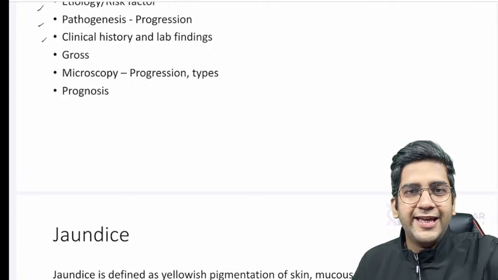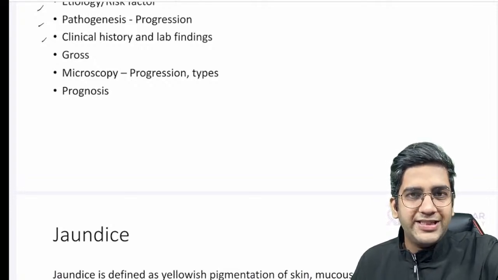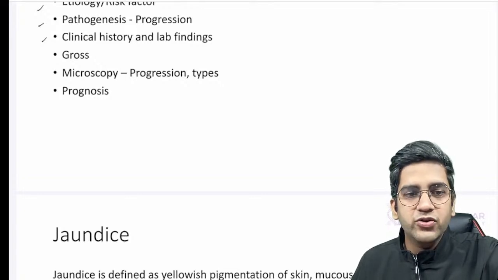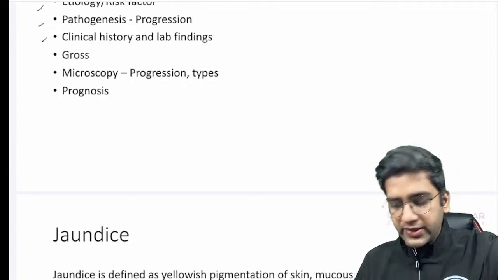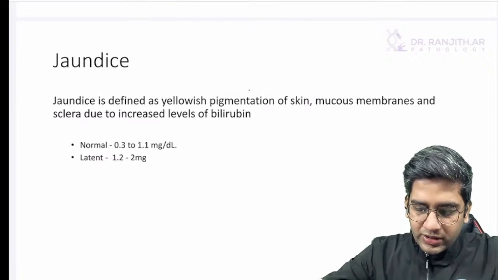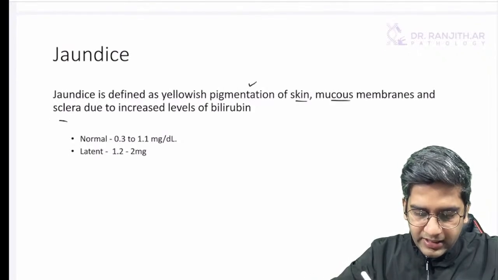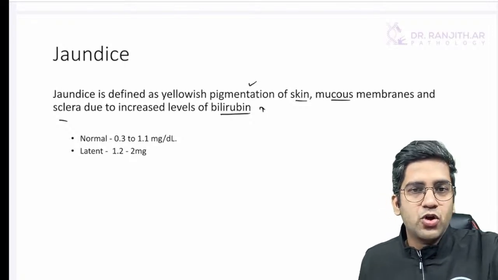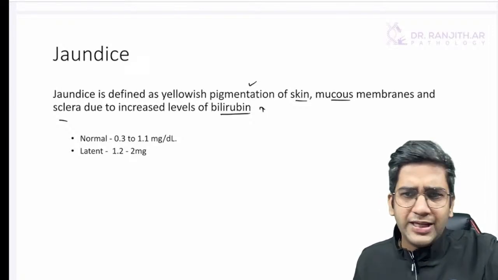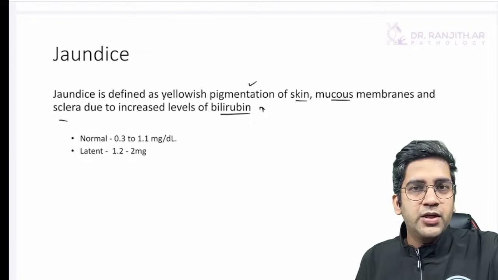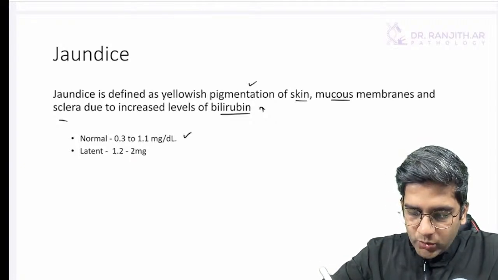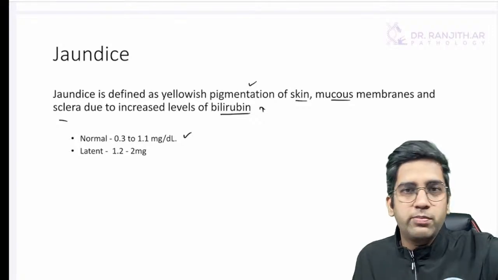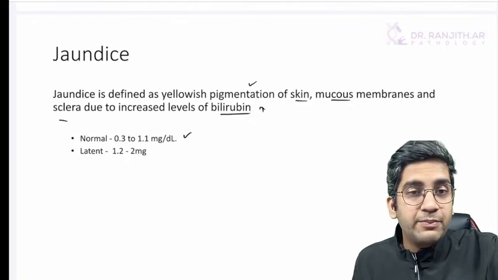Jaundice is nothing but an elevated bilirubin level, which can be seen clinically in the form of icterus in your eyes, mucosa, and skin. That's the definition of jaundice, right? It's a yellowish discoloration of skin, mucous membrane, and sclera due to increased level of bilirubin. Jaundice per se is not about only conjugated or unconjugated, any one of them, right? The normal bilirubin level is 0.3 to 1.1. Some books say 1.2, some books say 1. That's fine. In that ballpark, 0.3 to 1 milligram per deciliter is the normal level of bilirubin.